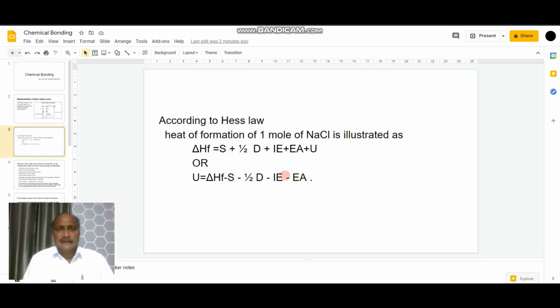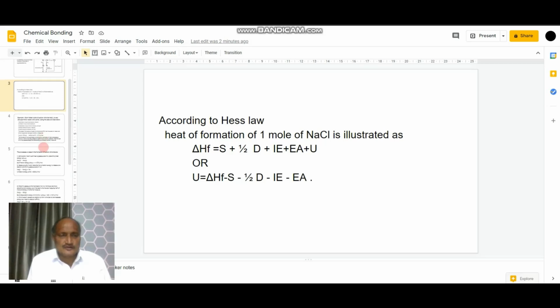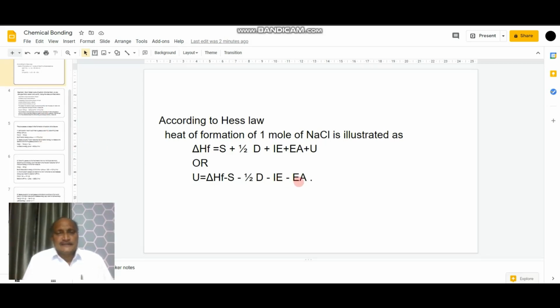So with the help of Hess's law, we can calculate the heat of formation during the formation of solid sodium chloride or any ionic compound, or the lattice energy can also be calculated by using the following data. If we know the delta HF, then we can calculate the lattice energy U, or if we know the lattice energy U, we can calculate the delta HF, that is the heat of formation.